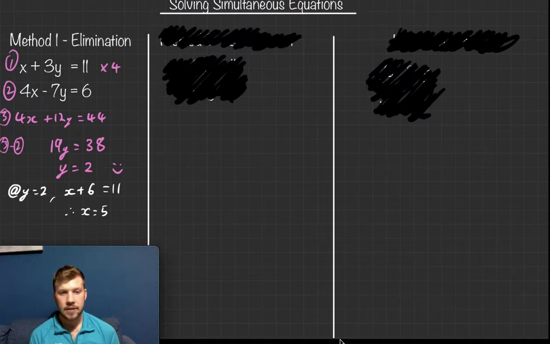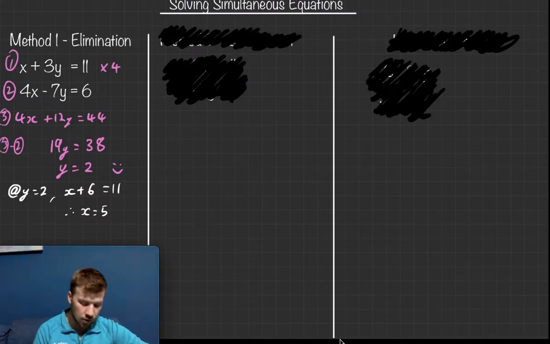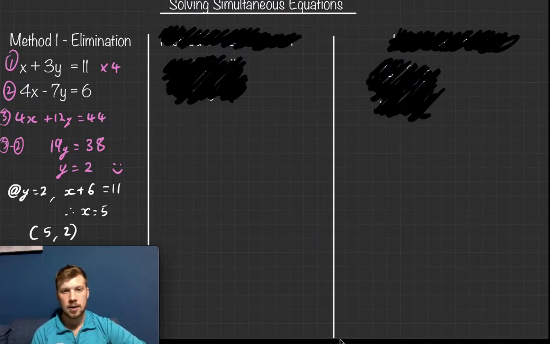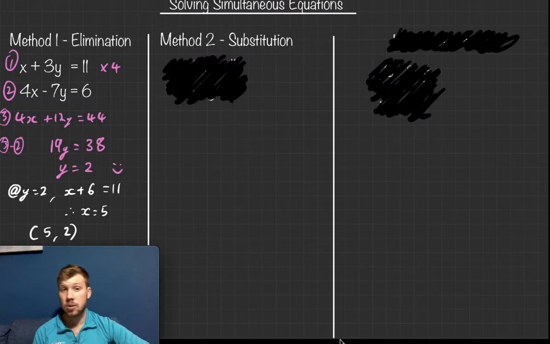Now what's great about this is that we know that these are just lines. They're going to be intersecting at some point. That point we've just found is (5, 2). What we do at A level, and it's sometimes exposed at GCSE, is we think about how we can do this in another way. Now method 1 is fab, but we're going to show you another method, and this is called substitution.